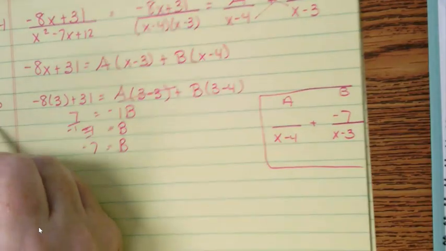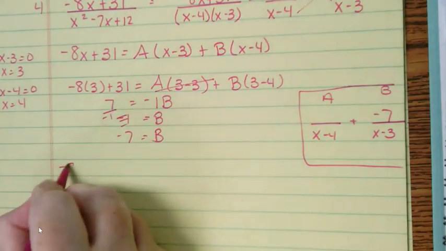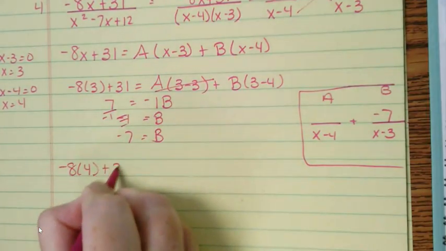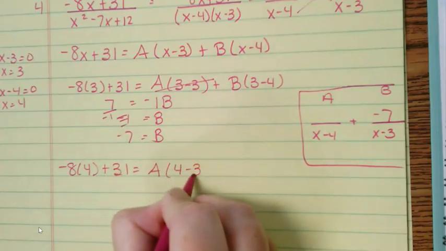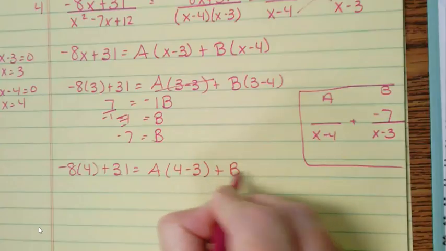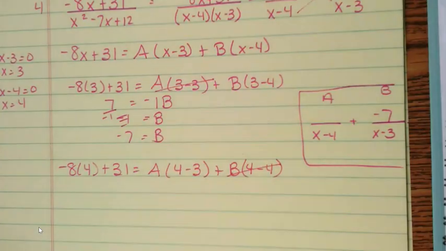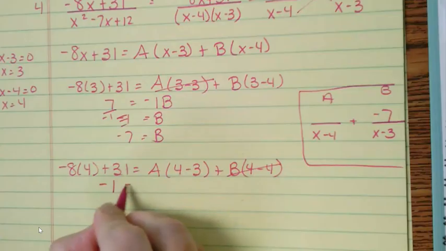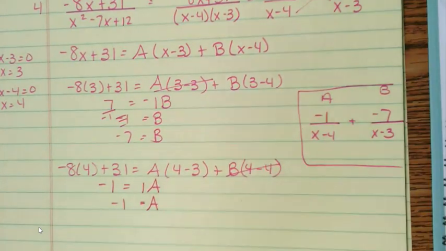Now we're going to do the same thing with the 4. So negative 8 times 4 plus 31 equals a times 4 minus 3 plus b times 4 minus 4. That cancels. So negative 1, right? Negative 1 equals 1a, so a equals negative 1. Okay.